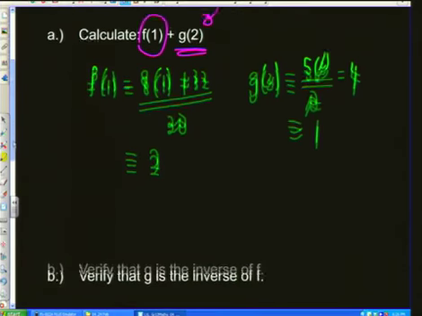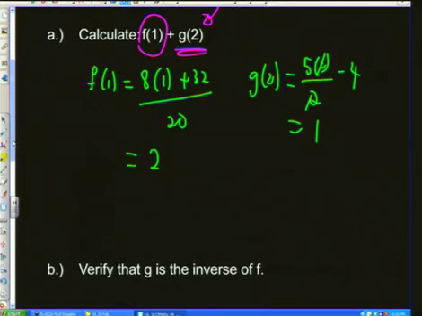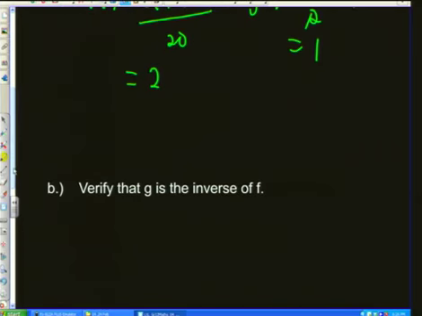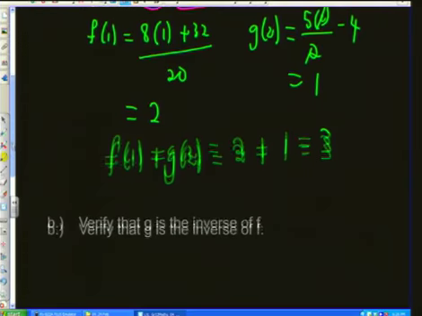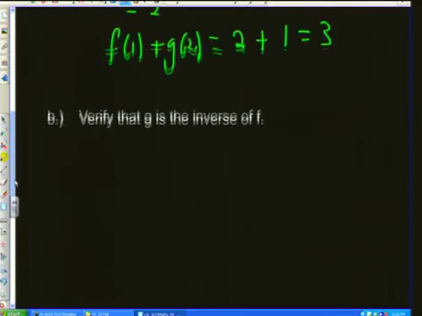So in simple terms, f of 1 plus g of 2 equals, we get a 2 plus a 1. And what is 2 plus 1? Thank you. You've passed your maths. 2 plus 1 is 3. Okay, so f of 1 plus g of 2 equals 3.